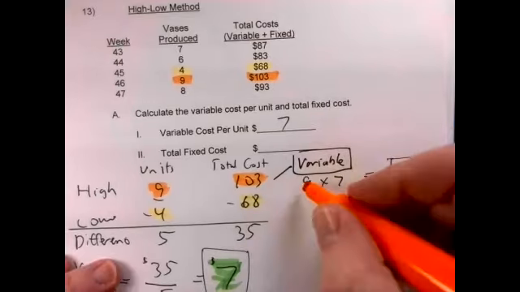Okay, down here, the idea is that we get these variable and fixed costs for a reason, and the reason is so we can make decisions. So find the break-even point.